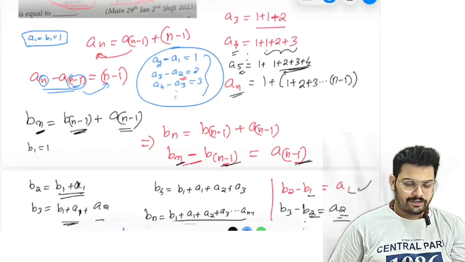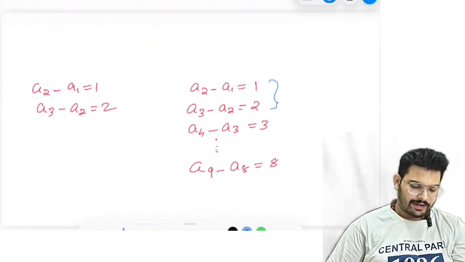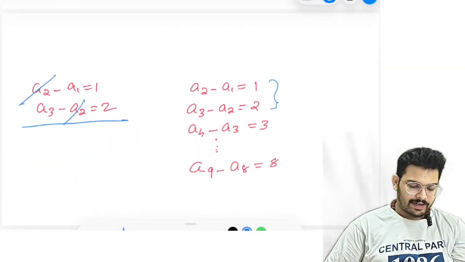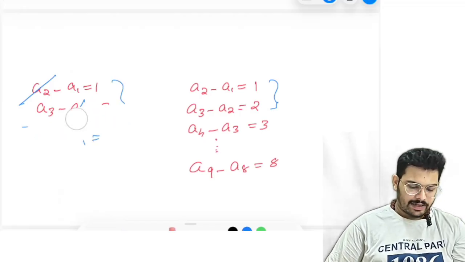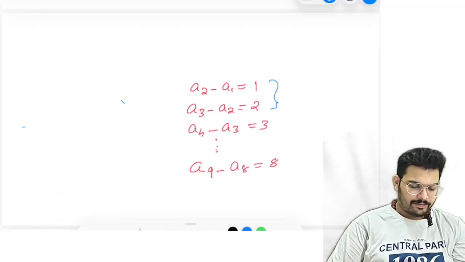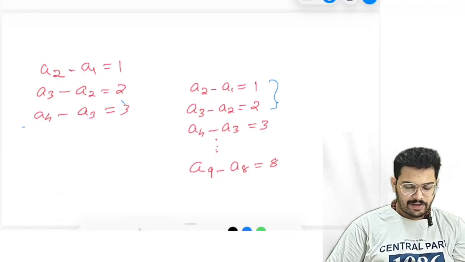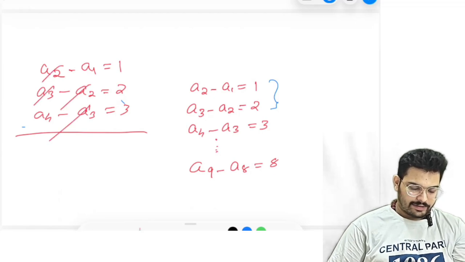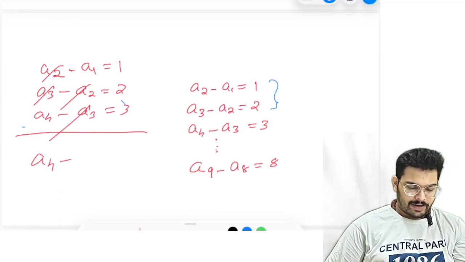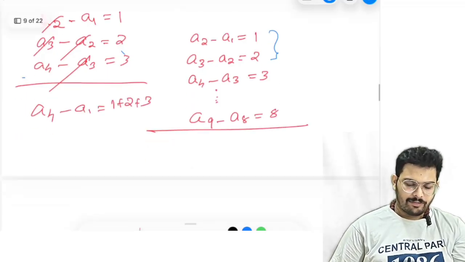We already obtained that relation. From here, if you take any, suppose till here you are taking, when you add it, this will cancel, and you will get a3 minus a1 equal to the sum of 1 and 2. Suppose you are taking the first 3 values, that means a2 minus a1 equal to 1 and a3 minus a2 equal to 2 and a4 minus a3 equal to 3. Now if you add, in between this value will cancel with this value and this will cancel with this value. At the end you will be left with a4 minus a1 equal to 1 plus 2 plus 3.